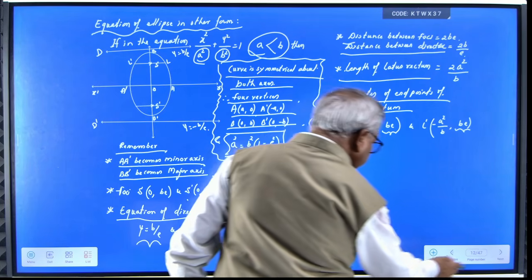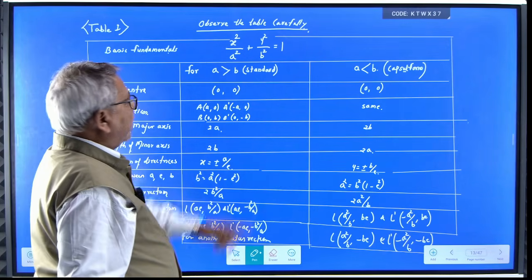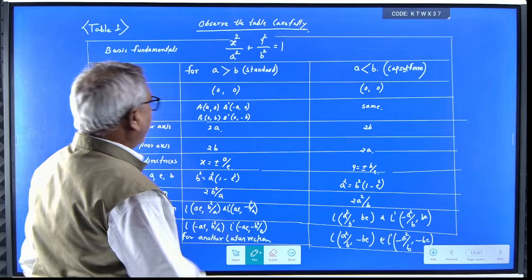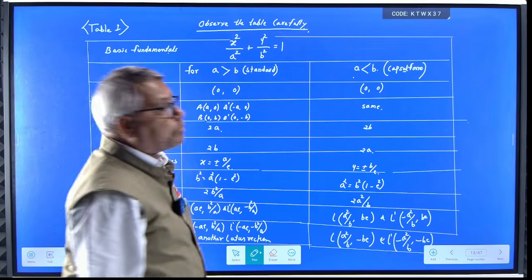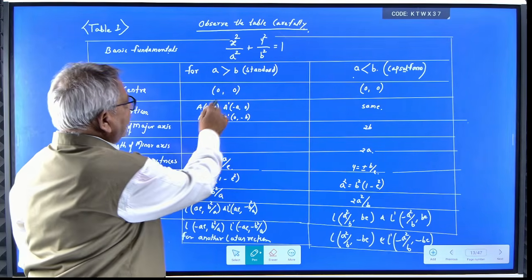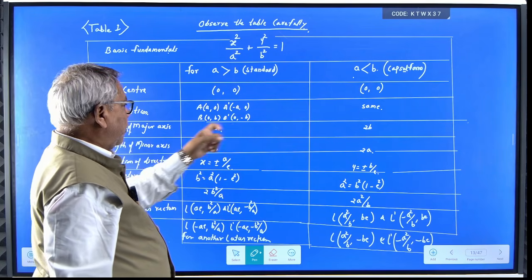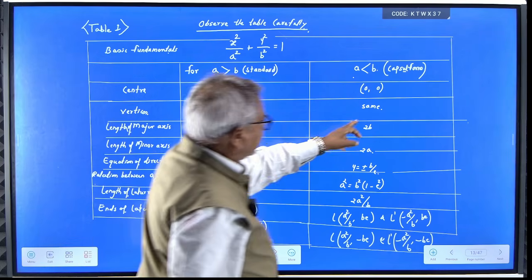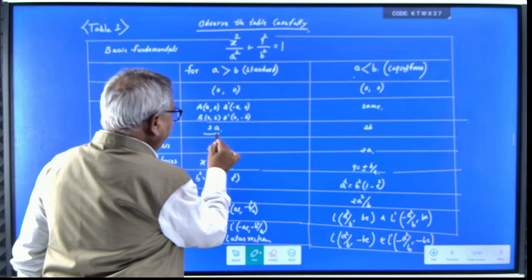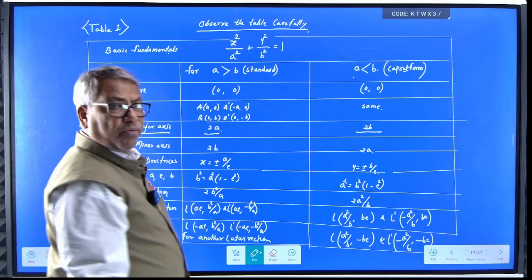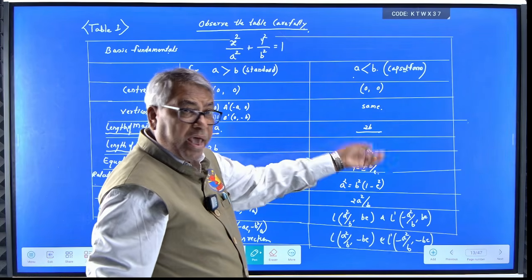Okay. Now, for this, we shall make the table. Observe the table carefully. x square upon a square plus y square upon b square equal to 1. A greater than b is the standard form; a less than b is the vertical form. The center is 0, 0. The vertices are the same, no change. The length of major axis is 2a, but for the vertical it is 2b. The length of minor axis is 2b, and for the vertical it is 2a, exactly opposite.